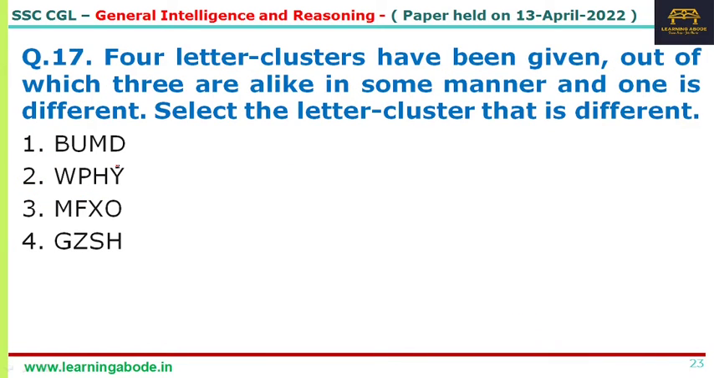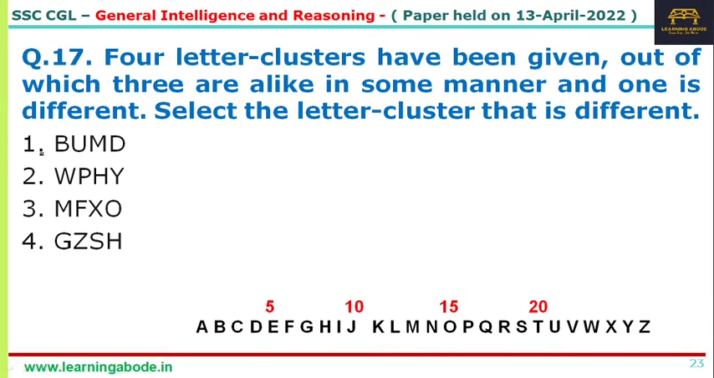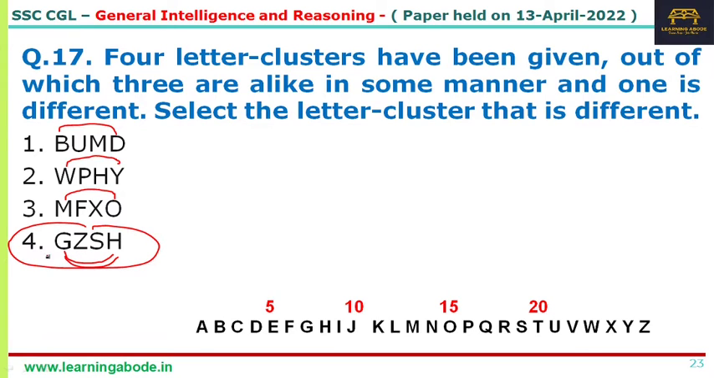Now question number 17, it's a kind of an odd one out. See, for B and D, just one letter is in between. Similarly for W and Y, X is in between. For M and O, N is in between. For G and H, they are immediate next. So I would suggest that you mark it and move on. Answer option 4 is the answer for question number 17.